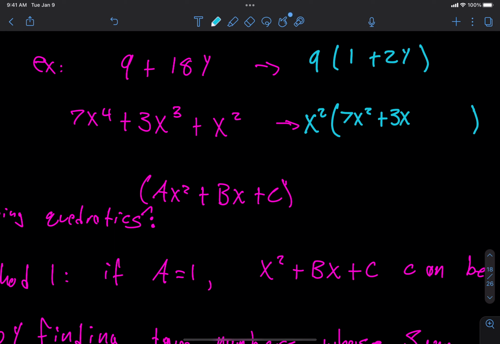7x squared plus 3x plus 1. Very good. Thank you, Sully. That was Sully, right? Okay.